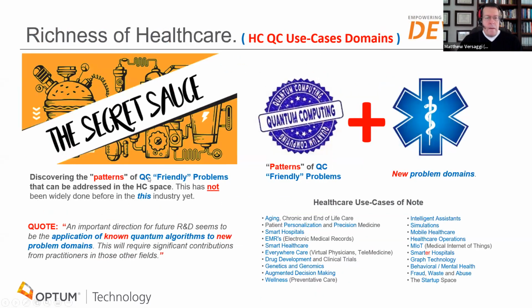So when you look at innovation, much like innovation in the machine learning space, you take existing algorithms, you find new domains in which to apply those, and voila, you have innovation. And that's really kind of where things are at, because healthcare is a fairly untapped greenfield space. And so we take patterns of quantum-friendly problems with new problem domains, and voila, we've got innovation. We've got all of these use cases with us.